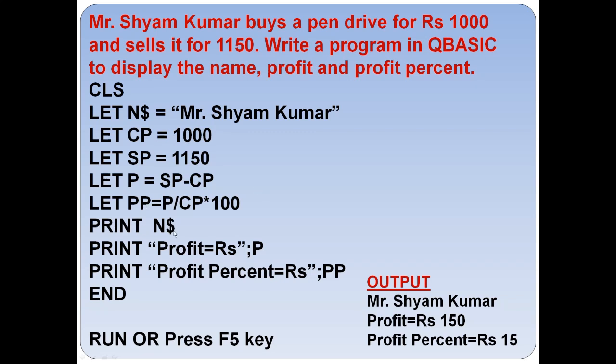Now print N$, because this is the name. Print profit is equal to rupees P, because it will be stored in P. Then profit percent is stored in PP, so we will print PP here. Now end of the program. Run or press the F5 key. The output will come like this: Mr. Shyam Kumar, because the name is Mr. Shyam Kumar. Profit is equal to rupees 150, and profit percentage 15. The answer will become like this.